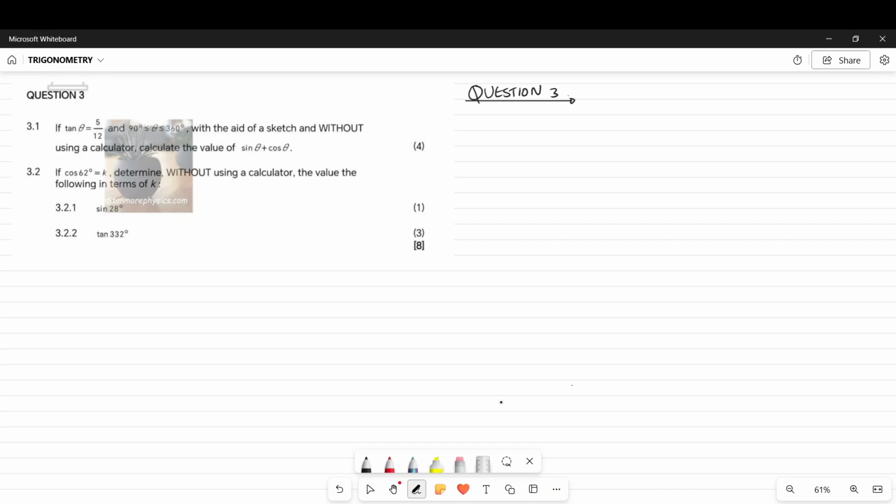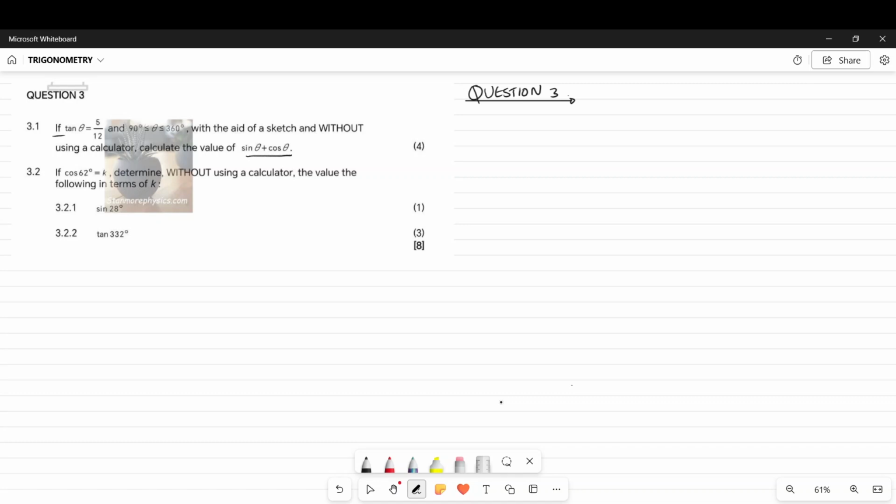Based on trig. Right, so now as you can see this question 3 over here, which says if tan theta is equal to 5 over 12 and 90 degrees is less than or equal to theta less than or equal to 360 degrees, with the aid of a sketch and without using a calculator, calculate the value of sine theta plus cos theta.